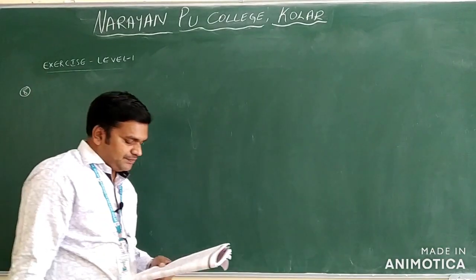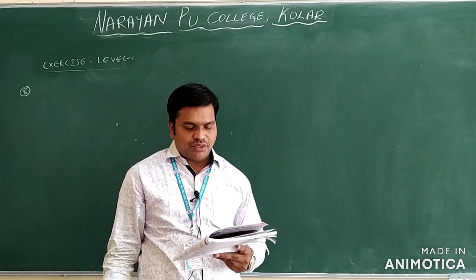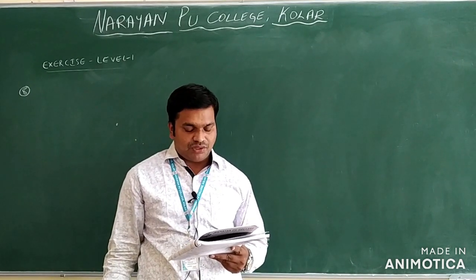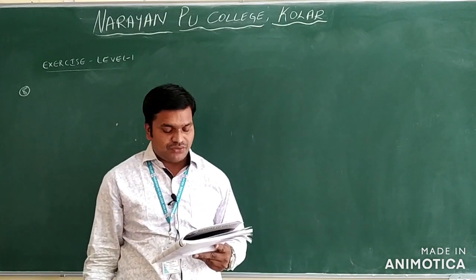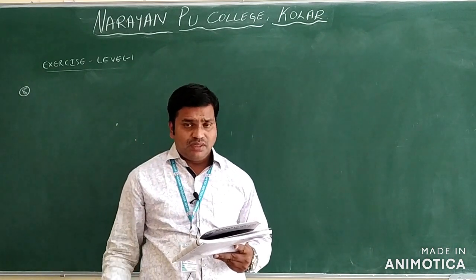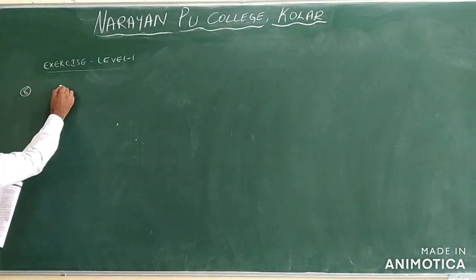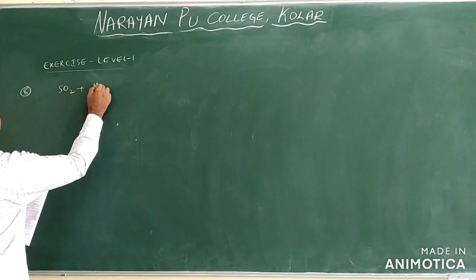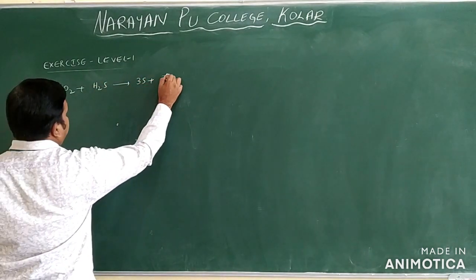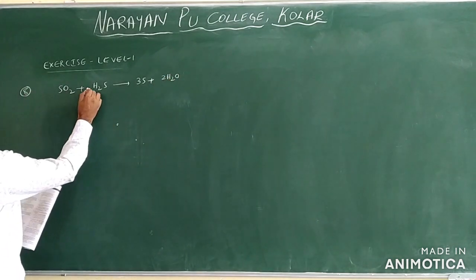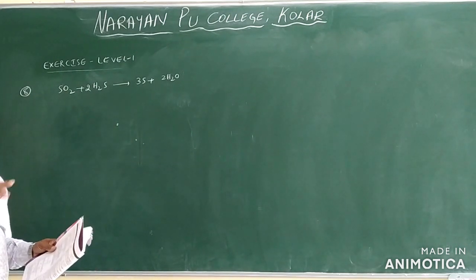Next we have question number 8. In the following reaction, which choice has a value twice the equivalent weight of the oxidizing agent only. So the equation is given, SO2 plus H2O gives rise to 3S plus H2O, but the equation is wrong only. You change that equation like this: SO2 plus H2S gives rise to 3S plus 2H2O. You write 2 here only. It is a balanced equation. In place of H2S they gave H2O, so you change that one.